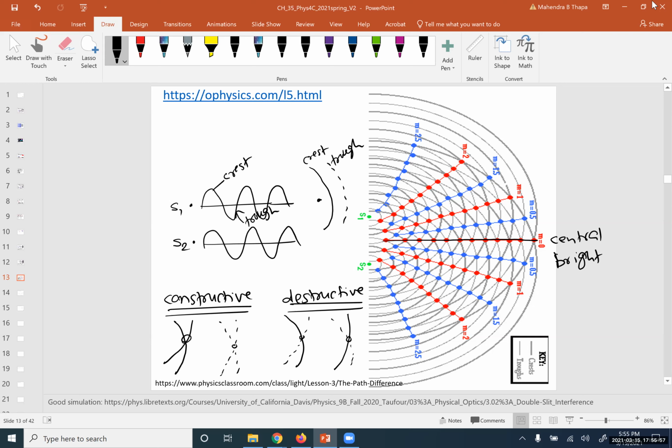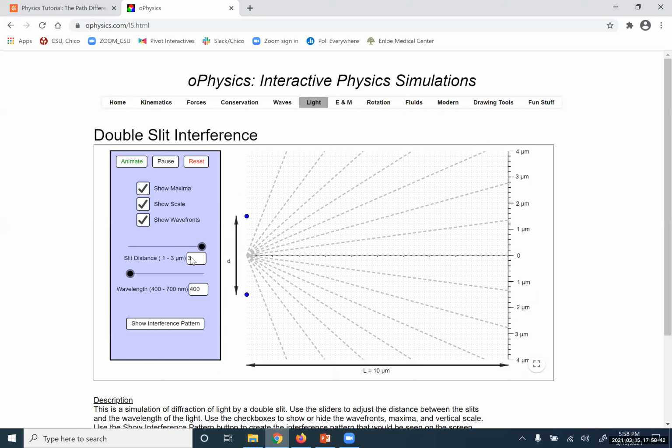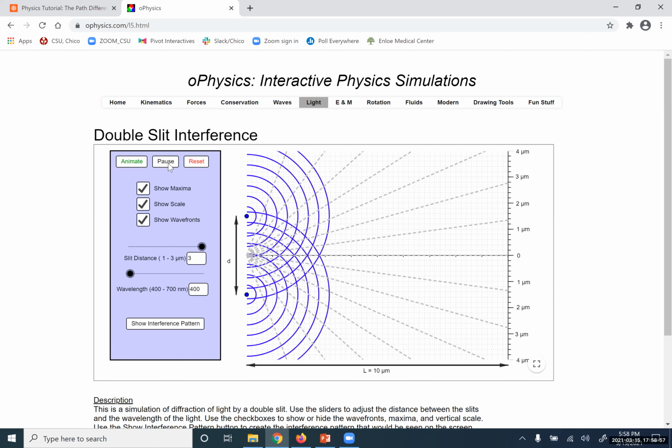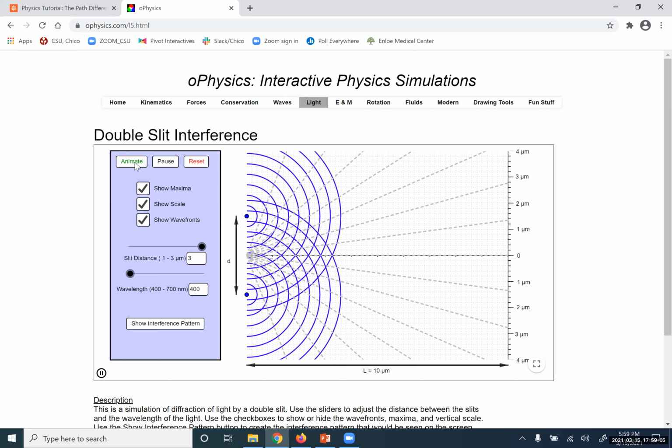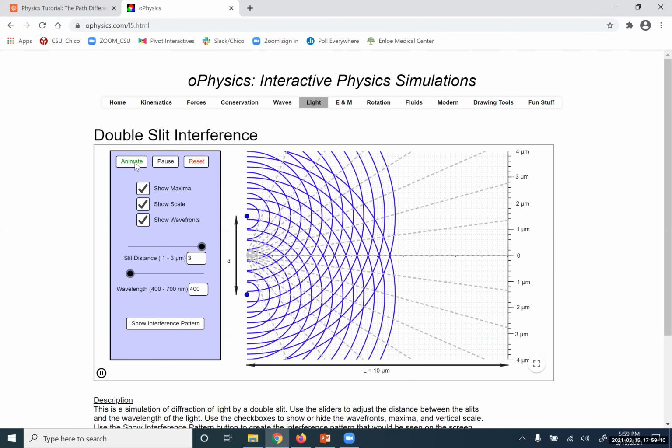Let's play these two simulations at first. Let's see the simulation. Here S1 and S2 are two sources. Let's play the animation. Waves are progressing forward and they interfere. You will see here that waves are interfering with each other. If we keep going, it will continue to interfere.